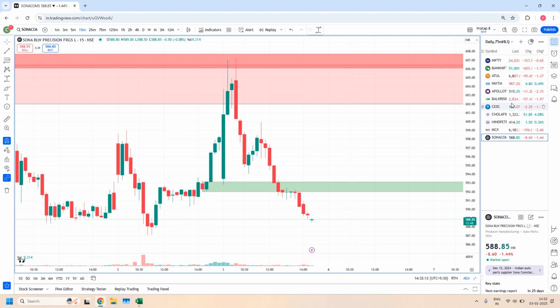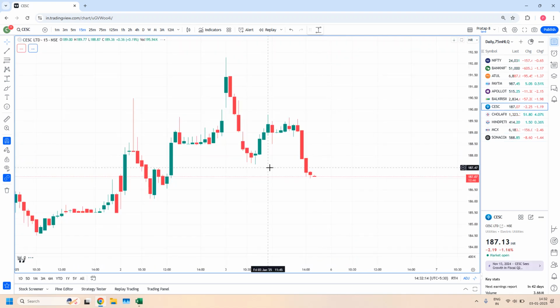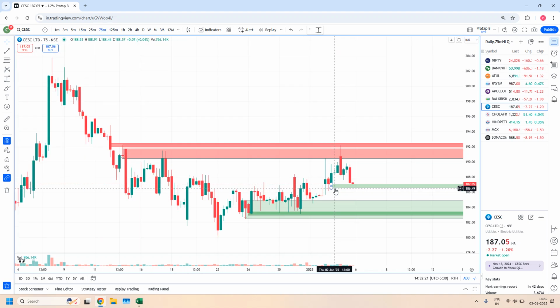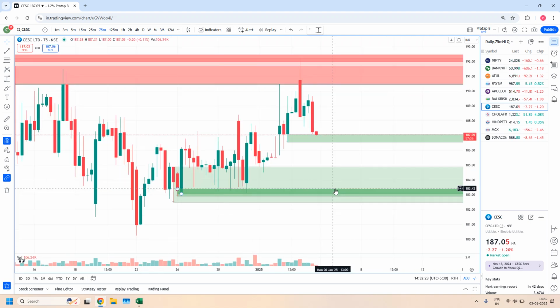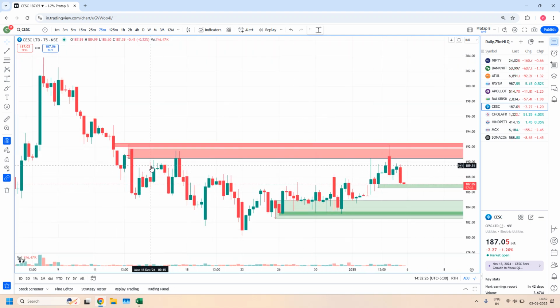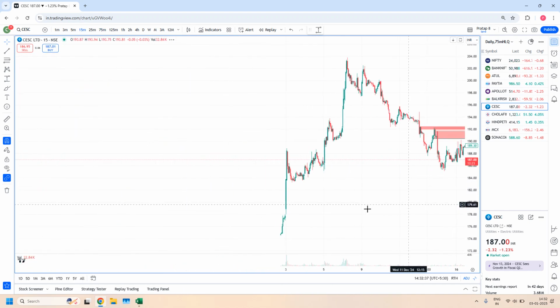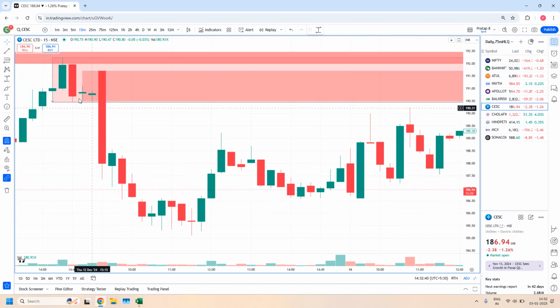Next one is CESC. This is also a 75 minutes high liquidity supply zone. Look into this zone. This is a rally base drop. And this has a 15 minutes fine-tuned zone here. We have a drop, two base candles and a drop candle, the 15-minute zone.